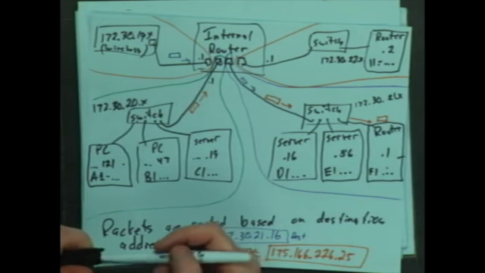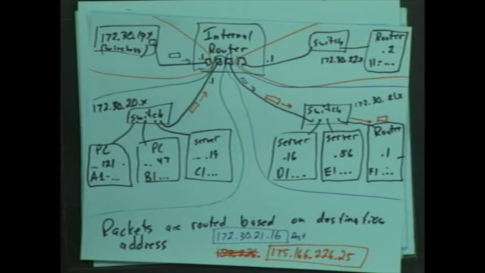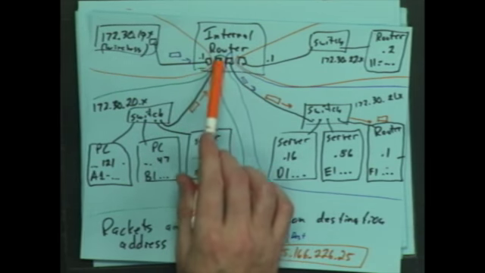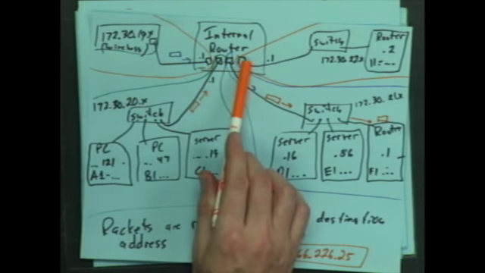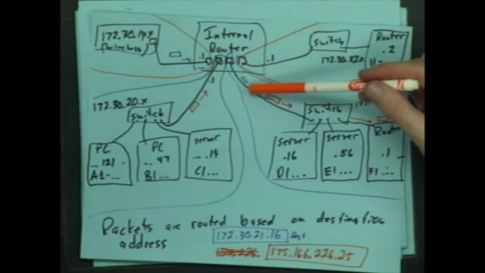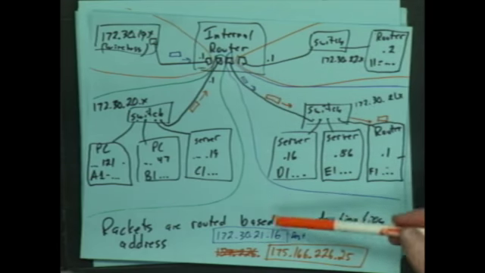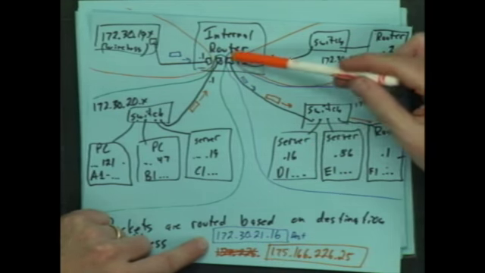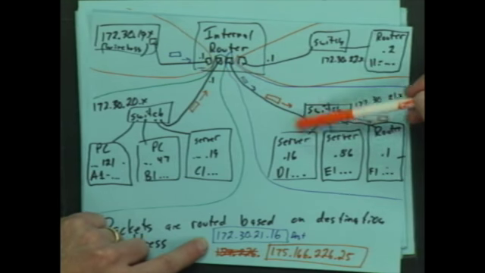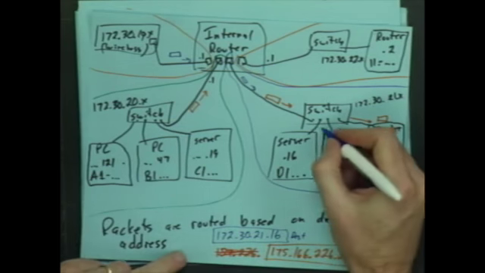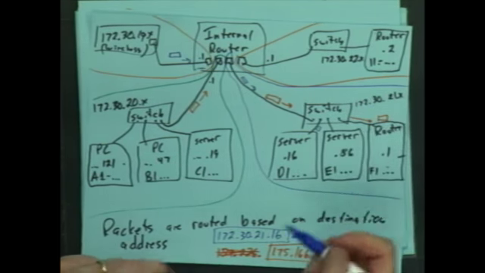So again, it goes based on the destination address, and that decides which port to send it out. That also determines how it addresses the frame. Can you all see that? This first one is going to this server, .16. This server is on this subnet, and so the router will put it in a frame that is addressed to that server.